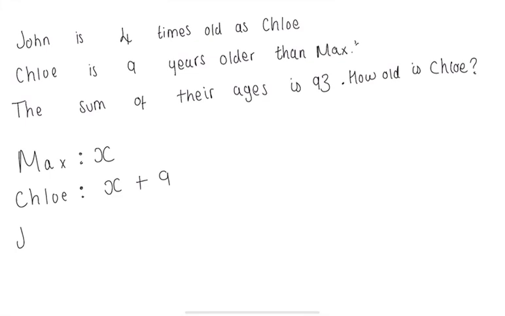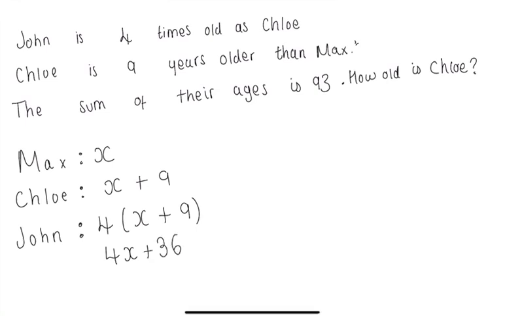And then John is 4 times as old as Chloe. So if Chloe's age is x plus 9, John must be 4 lots of that. So let's expand that out and see what we get for John. So John is going to be 4 times x, which is 4x, 4 times 9, which is 36. So Max is x, Chloe is x plus 9, and John is 4x plus 36.